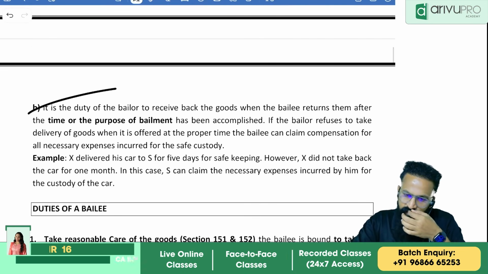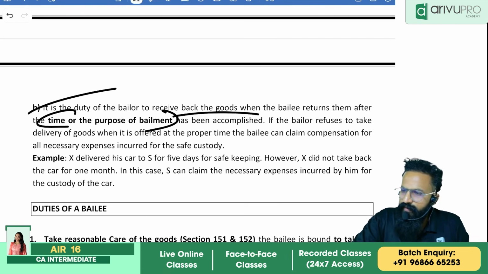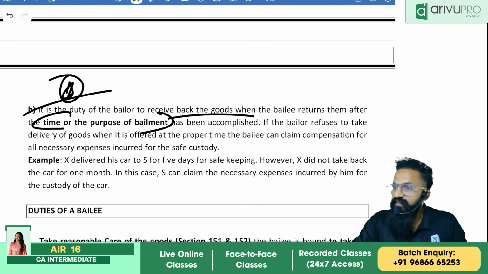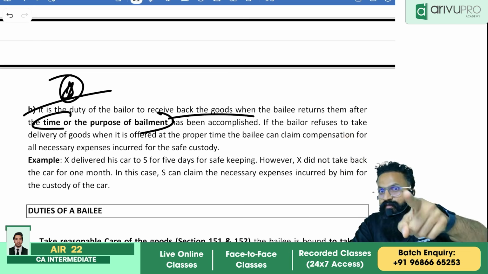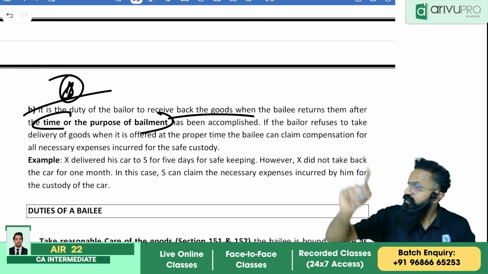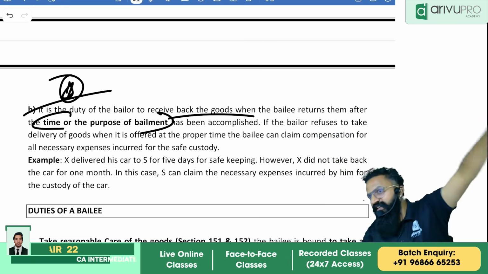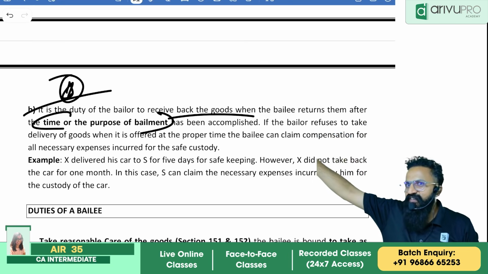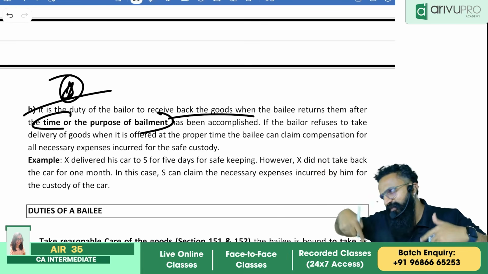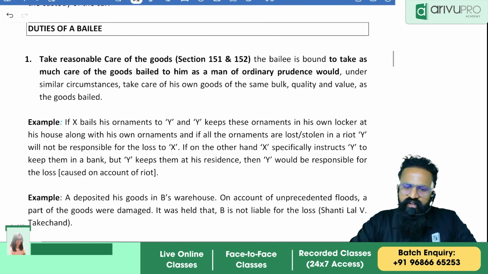Next one, it is a duty of the bailor to receive back the goods within time or the purpose. Remember, this is your duty, also his duty. Within time, you should also take it. Within time, he should also give it. If you do not take and he suffers a loss, you are liable. If he does not give within time and anything happens, also you are liable. Umbrella case. Yes. Okay.